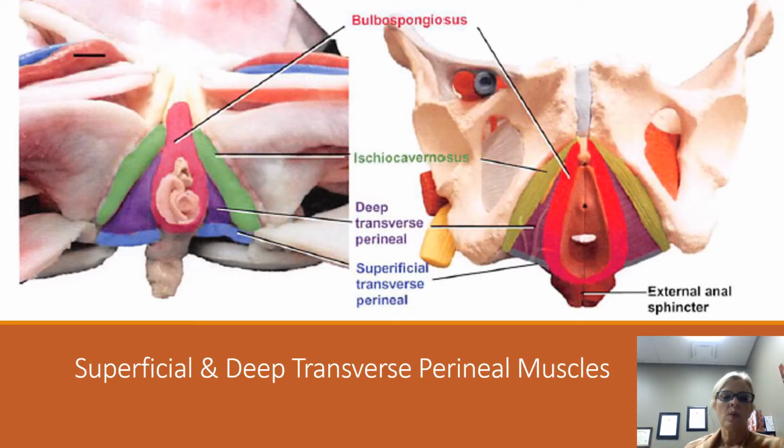All right, so we have the superficial and deep transverse perineal muscles. These are paired muscles that travel transversely across the perineum to the anal sphincter. They surround the external urethral sphincter, and in women, they also surround the vaginal orifice. These support pelvic organs and help stabilize the perineum.